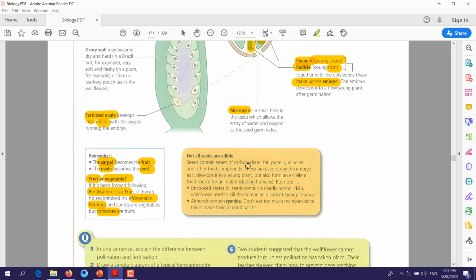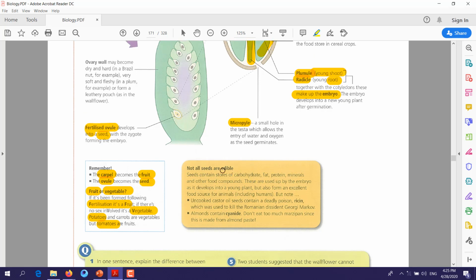some information about seeds. Not all seeds are edible because some kinds of seeds contain some chemicals that are toxic, or that are poison. For example, uncooked castor oil seeds contain a deadly poison, which is ricin. Another example, almonds contain cyanide. Okay, don't eat too much marzipan, since this is made from almond paste.